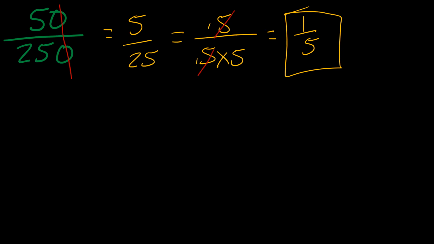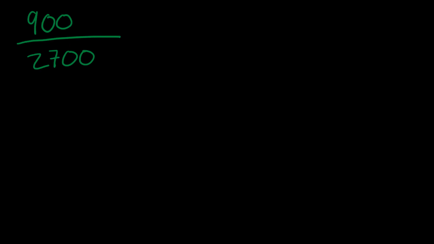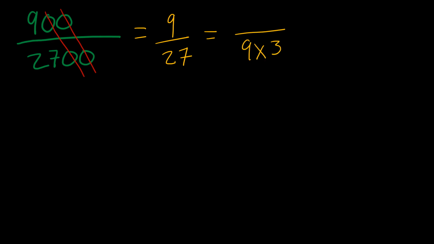Let's do another problem. In this example, I have 900 divided by 2700. Again, our zeros would cancel, and we'll just be left with 9 over 27. And we can rewrite 27 as 9 times 3. Because we have a 9 on top and on bottom, they'll cancel each other out, and this would just equal 1/3.